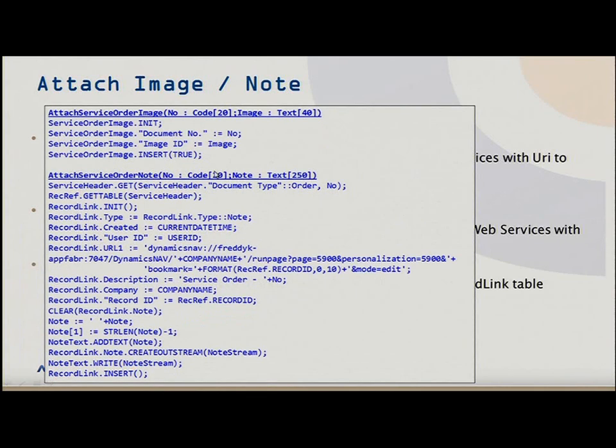And in the codeunit, attach service order image will always just create a new record in the service order image table. The attach service order note is going to create a record in the record link table with the right formatting, stuff like that, in order to actually get a notification added to that one. So if anybody has tried this, the secret here is that the first character of the note needs to contain the length of the remaining characters. And that's kind of the way to create notes in the record links table. That's how NAV does it automatically from the RoleTailored client.